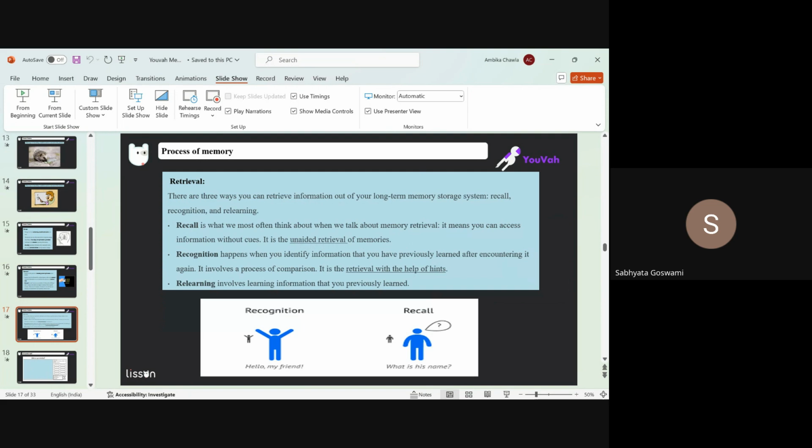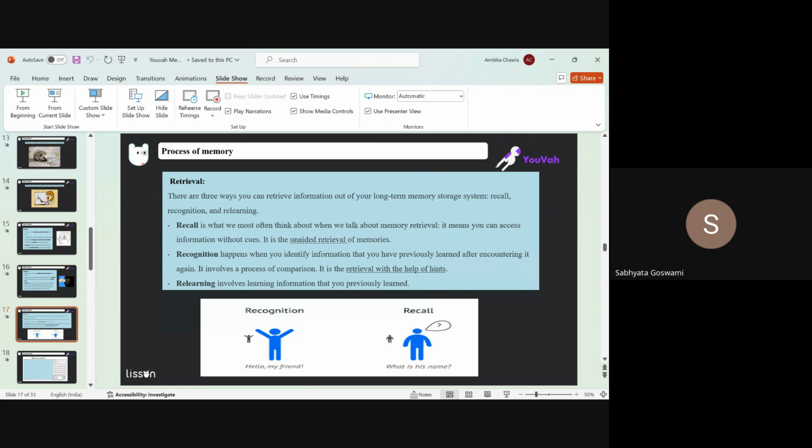Recognition happens when we gather back information after we have had some sort of encounter with it. So it is information that we have previously learned, and now we just have to identify that information again. It involves a process of comparison, like taking a multiple choice test. We have that cue in front of us. We know the answer is there out of the four options, and we just have to select the right one. So it is retrieval with the help of hints.